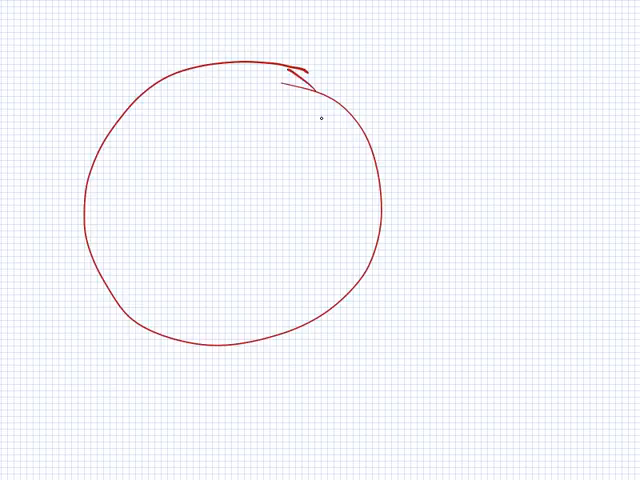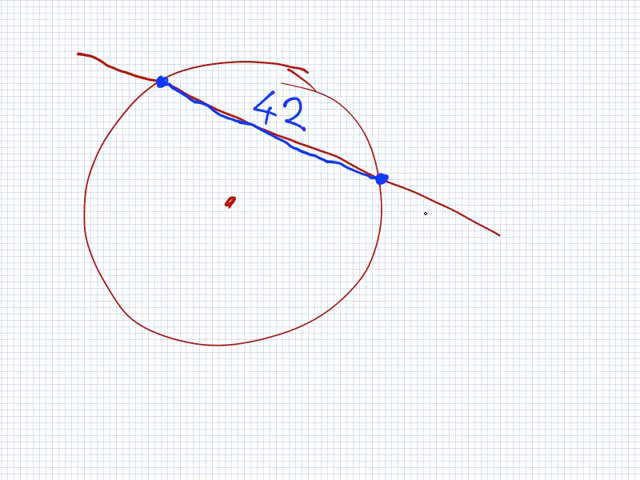So, here's the center here, and then you're traveling along like this. The information you know is that the distance from here to here is 42. But you also know that here to here is 35.